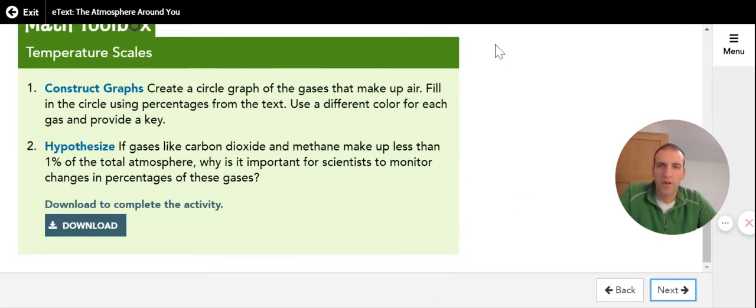In this assignment, we're not going to be doing the math toolbox. Your teacher may have you do that as a separate assignment with things that you're going to download and put into Notability.